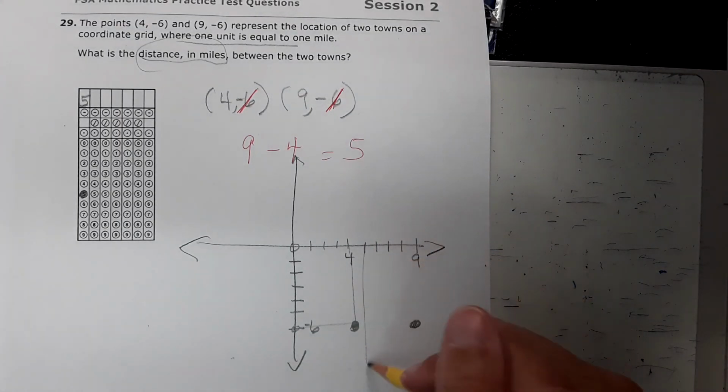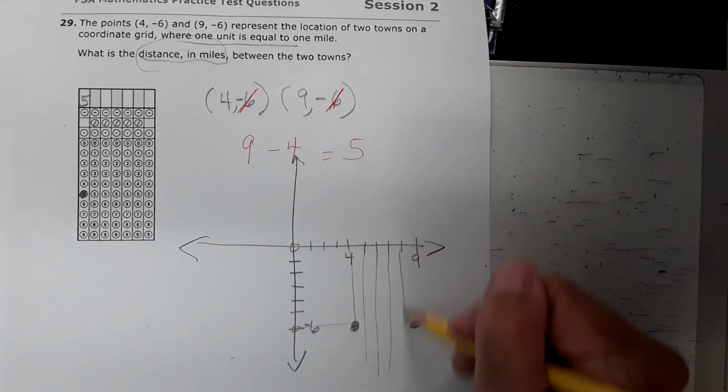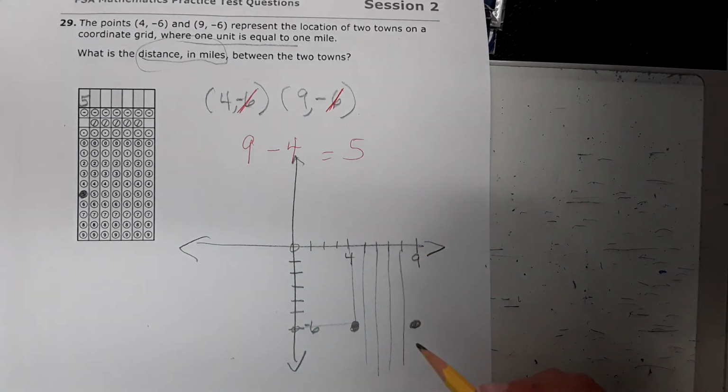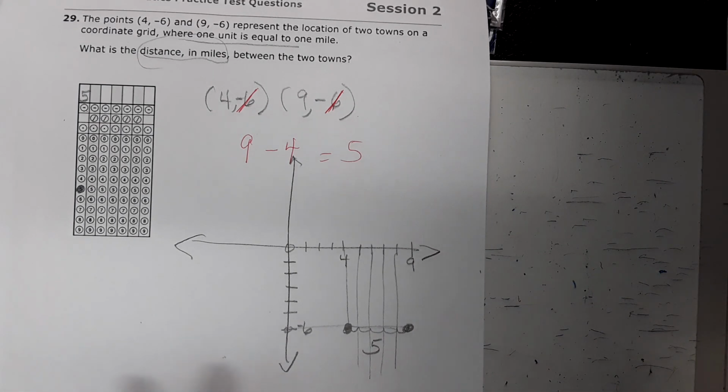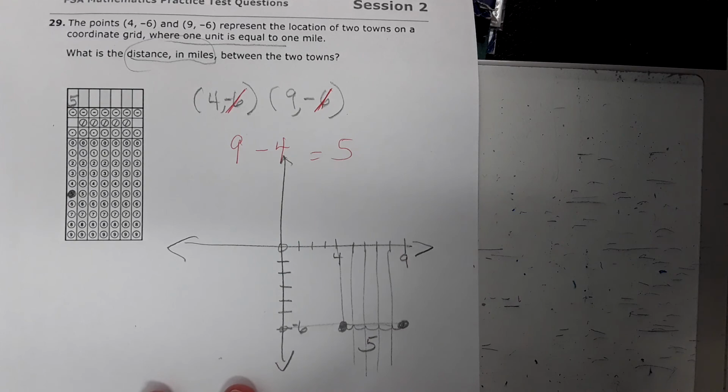All right? So if I were to count, I'm going to just draw my lines down. And all I have to do is count the number of spaces from here to here. 1, 2, 3, 4, 5. You would see the distance between them is 5. That's another way you can do it. That's if you have better graph paper and could do it.